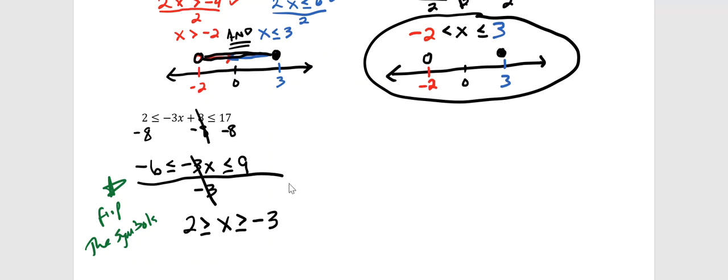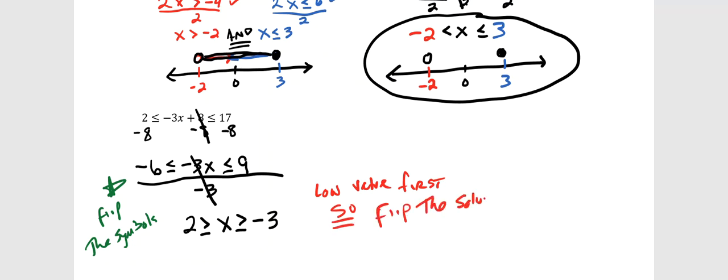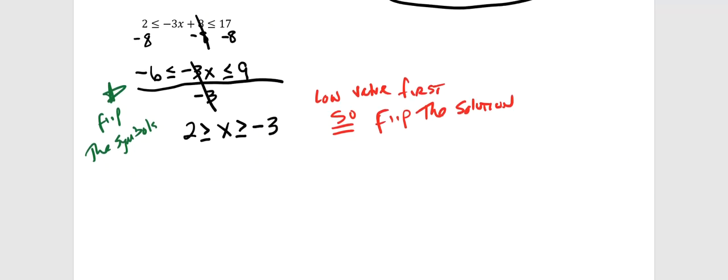What we're further going to have to do when you look at your answer, these values are backwards. I want my low value first. So low value first. So flip the solution. So what we need to do is turn everything around. Well, conveniently, the x stays in the middle. The -3 runs to the left. The +2 runs to the right.